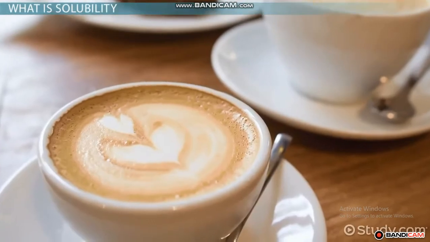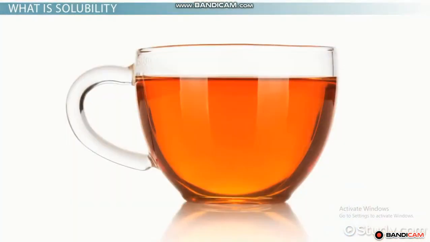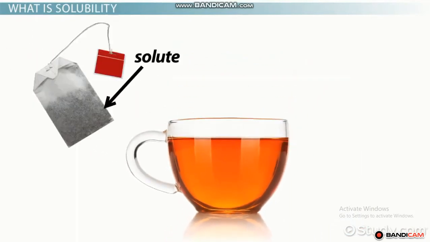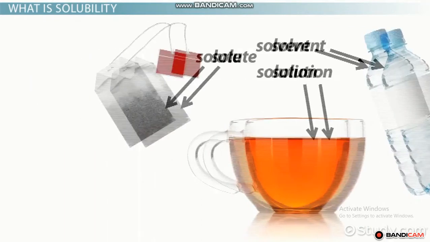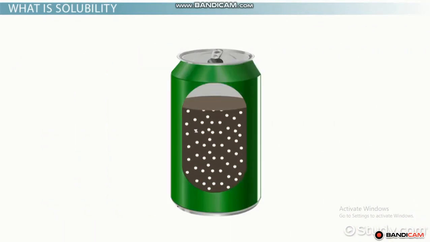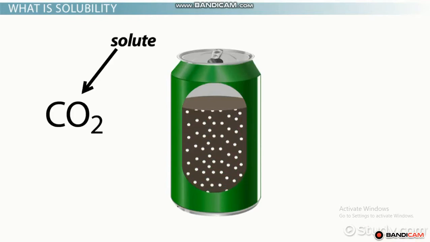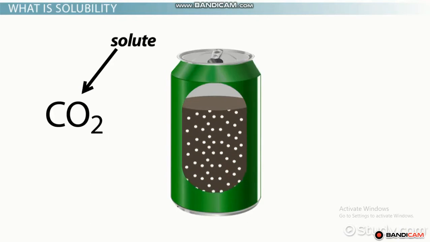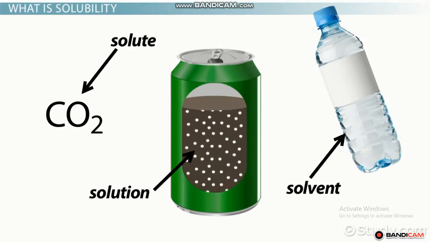Now we come across solutions all the time in our daily lives. Take, for example, this cup of tea. Here, the solute is the tea and the water is the solvent. Together they form a solution of tea. Another example of a solution is our can of soda. In this case, the solute is the carbon dioxide. This is dissolved in a solvent that is basically flavored water, to make the solution which is the soda.